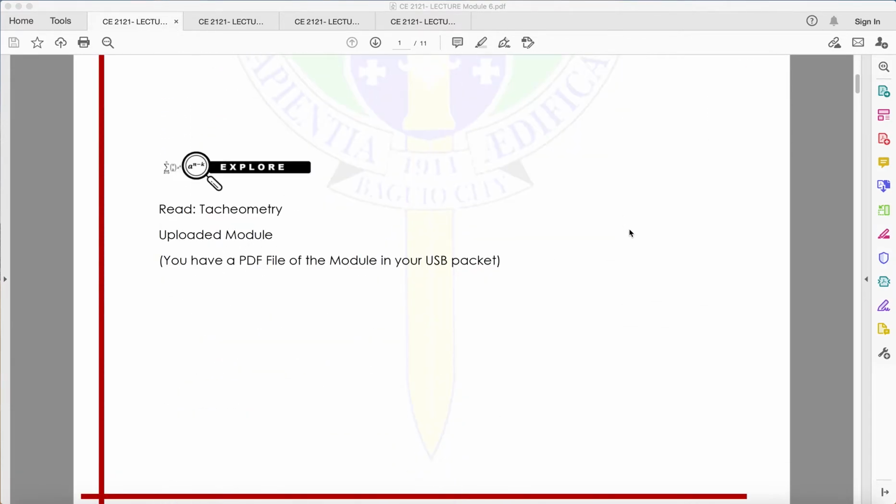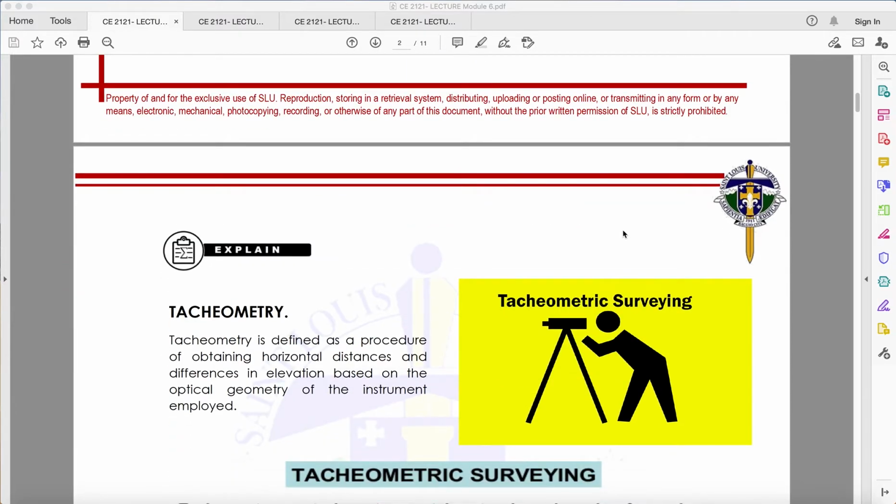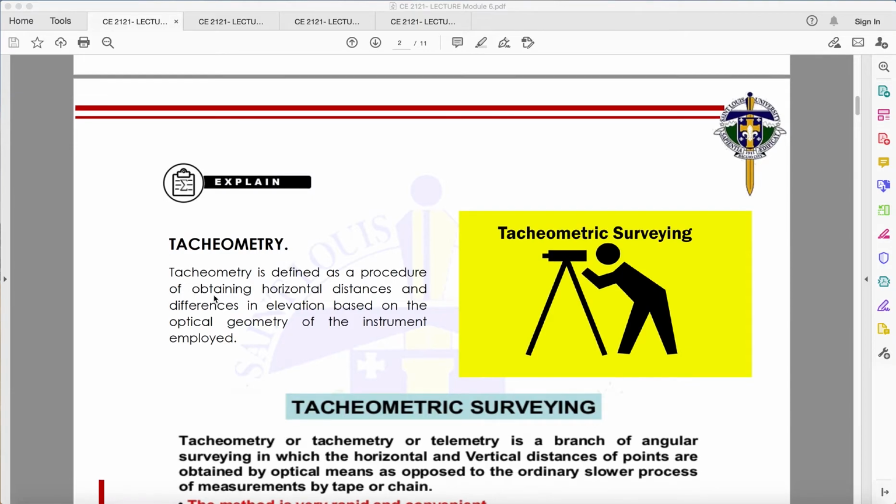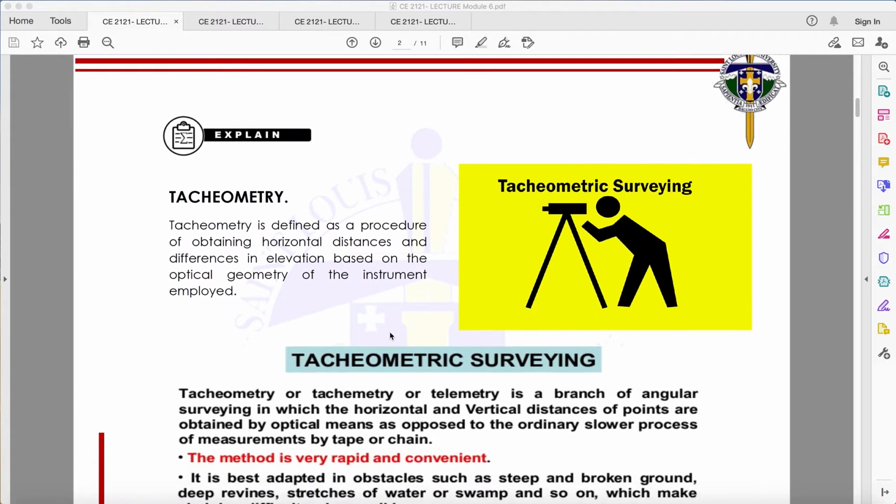Okay, so tacheometry is defined as a procedure of obtaining horizontal distances and differences in elevation based on the optical geometry of the instrument employed. Okay, so it is defined as the procedure of obtaining horizontal distances and differences in elevation using only the geometry of the instrument employed.